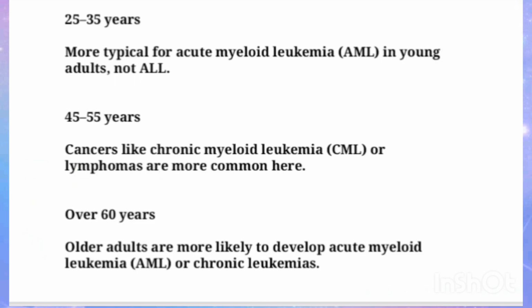Over 60 years of age, they are considered older adults, and they are most likely to develop acute myeloid leukemia or chronic leukemias. At 45 to 55 years of age, they are more at risk for chronic myeloid leukemia or lymphomas. And the 25 to 35 age group are considered young adults, and they are more typical for acute myeloid leukemia.